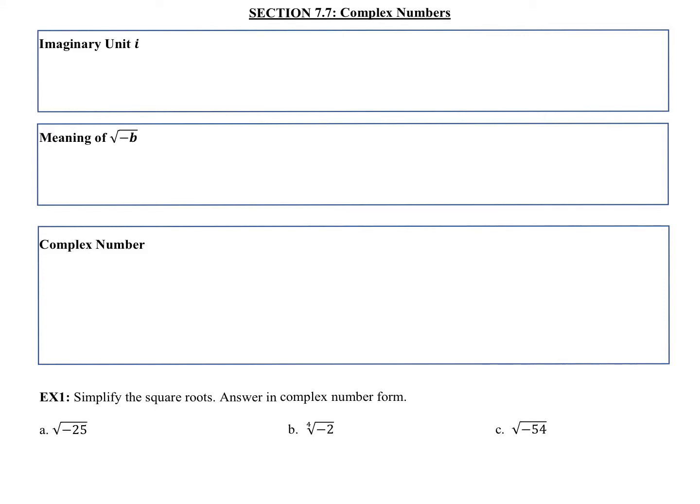Welcome to section 7.7, complex numbers. So we have the imaginary unit i, which comes about from complex numbers.